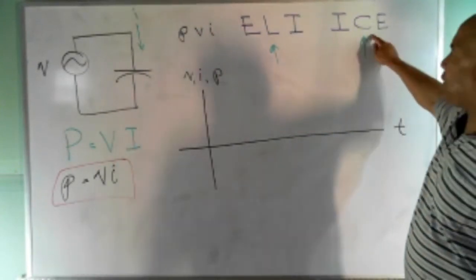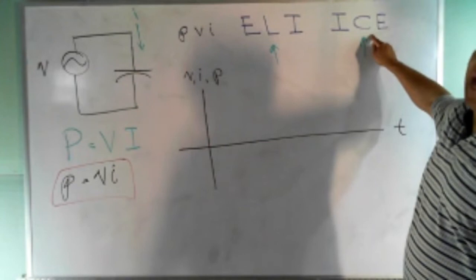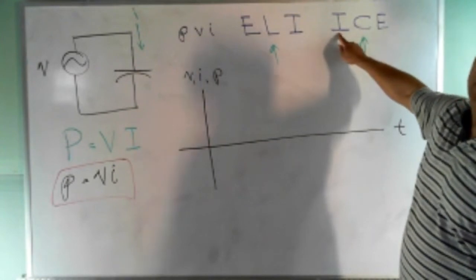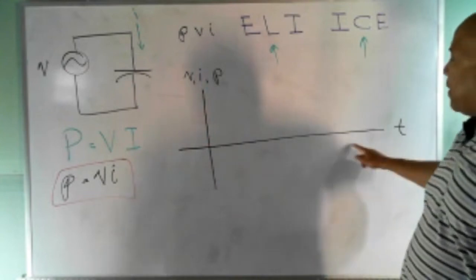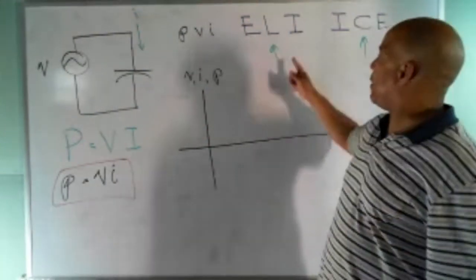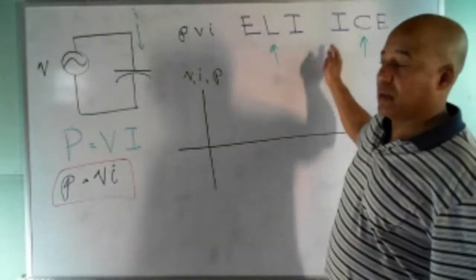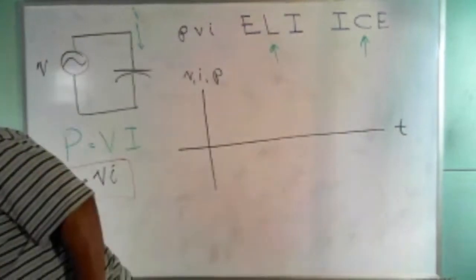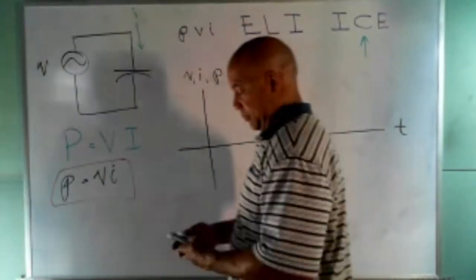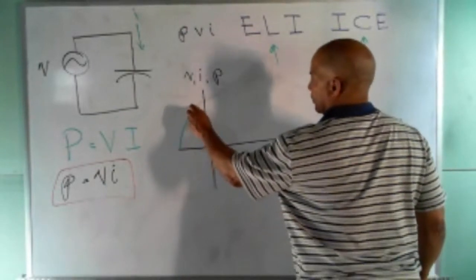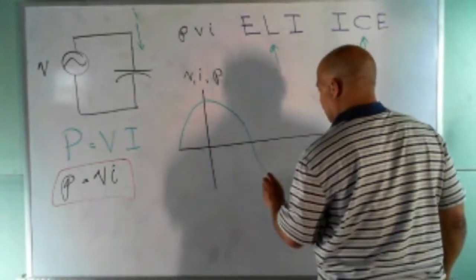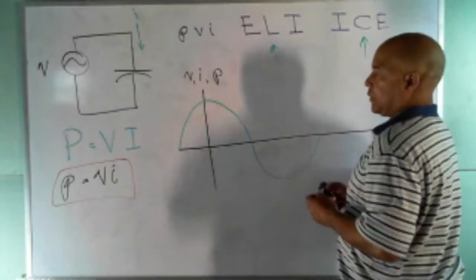We have a capacitor. Well, for a capacitor, the current is going to lead the voltage by 90 degrees. So on my graph at t equals 0, my clock hasn't even clicked yet, and my current is already at a peak. So I'm going to draw my current like this. So there's my current.